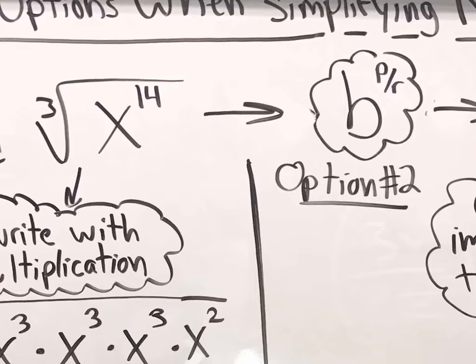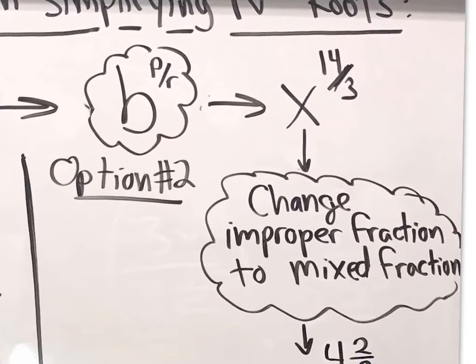So in other words, the third root of x to the 14th, what's that going to change to? X to the 14 over 3, right? It's always power over root. So that's what we end up changing it to, x to the 14 over 3.